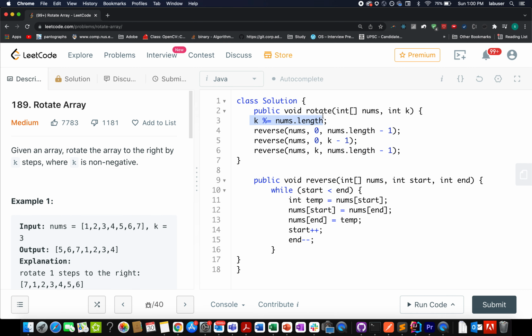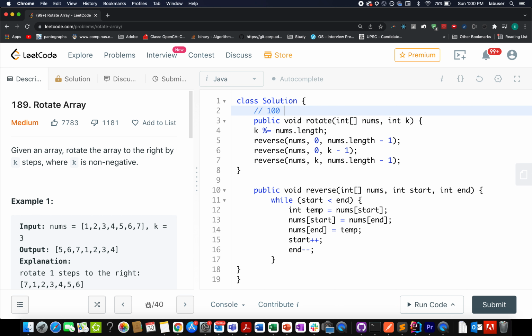In the first step, what I'm doing, I'm taking k equals to k modulus the number of elements that I have. Why am I doing this? Because think of the case where k happens to be 100 and the length of the elements happens to be 3. Then I only need to rotate this only by 1 unit, because 100 modulus 3 will lead to 1. So that's why I have done k equals to k modulus length.